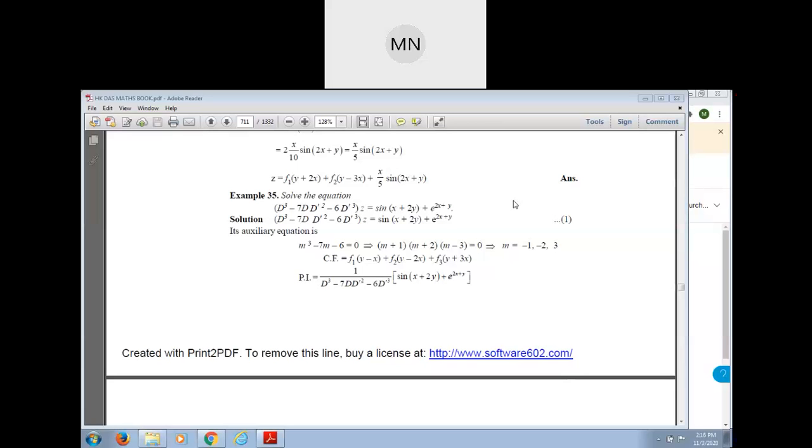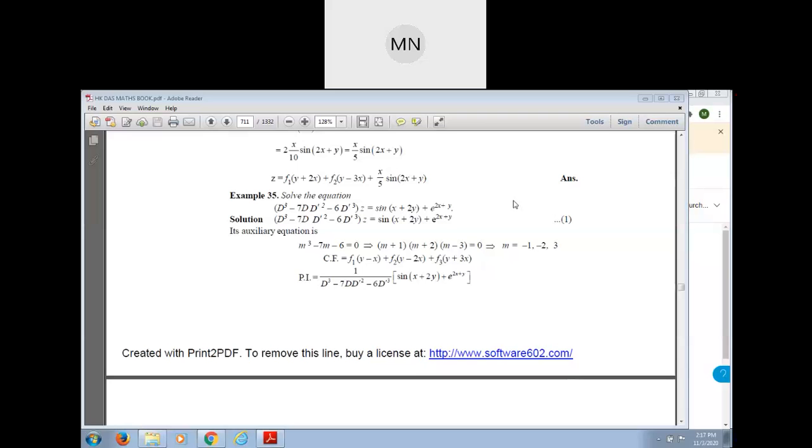F1 of y minus x plus F2 of y minus 2x plus F3 of y plus 3x. Because the complementary function will be F1 of y plus m1x plus F2 of y plus m2x plus F3 of y plus m3x. Here m are minus 1, minus 2 and minus 3. Just put the value of m in place of m1, m2 and m3, then we get the CF. So CF is F1 of y minus x plus F2 of y minus twice x plus F3 of y plus thrice x. Okay, is it clear?